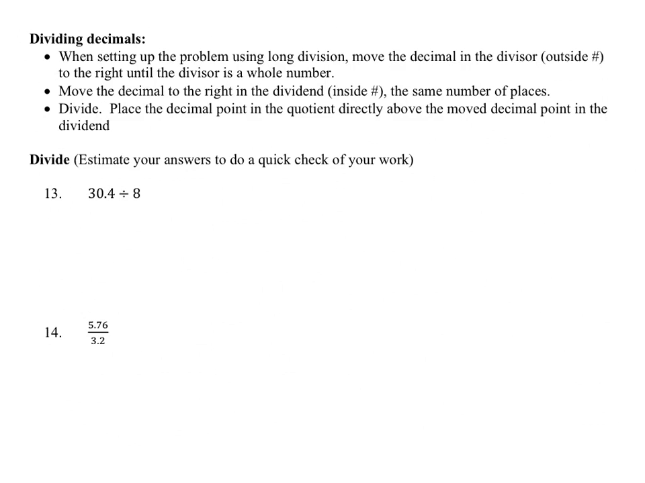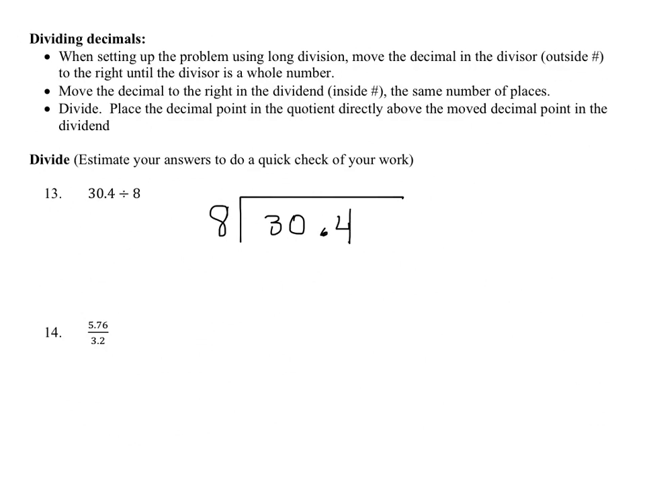Now, when we divide decimals, here's the deal. We're going to do an estimate to check our work, because if you do the estimate, it really can help you place the decimal point. In this case, the 8 goes on the outside and the number 30.4 goes on the inside. The 8 is the divisor. 30.4 is called the dividend, that's the inside number. And the answer is going to be called the quotient.